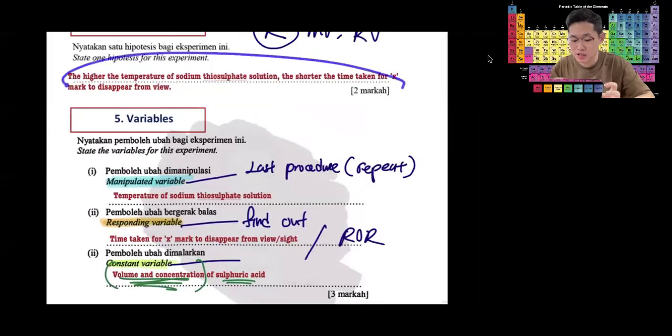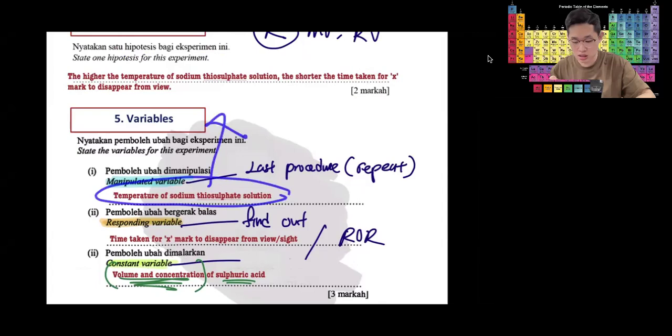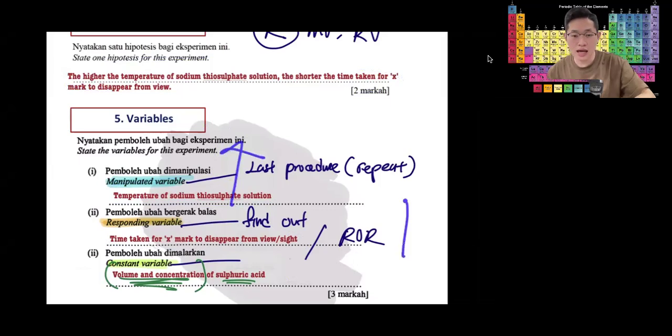Then I can do my hypothesis. The higher the temperature of sodium thiosulfate solution, the shorter the time taken for X mark to disappear. Or I can also say, the higher the temperature of sodium thiosulfate solution, the higher the rate of reaction.